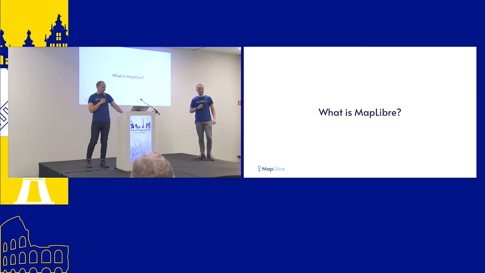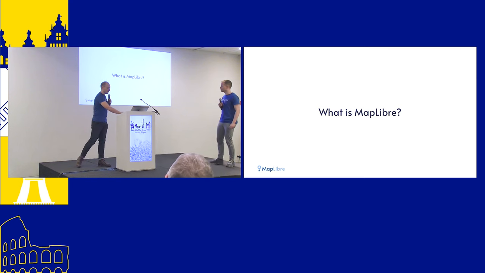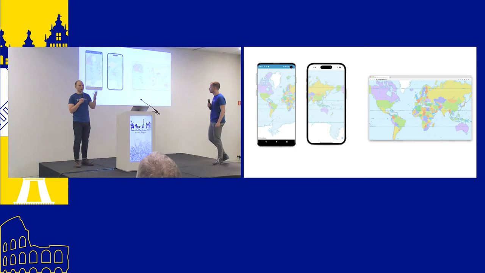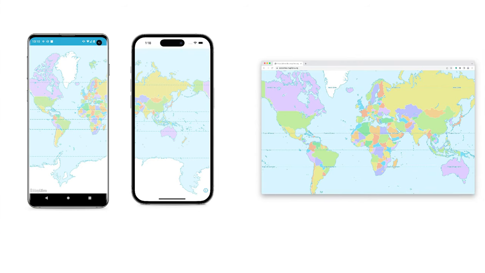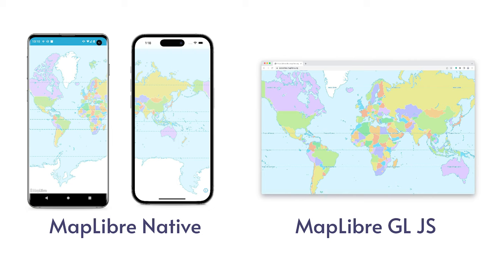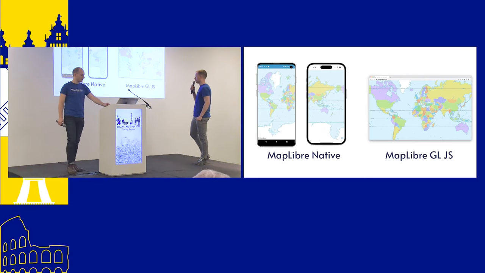So what is MapLibre? On the one hand, it's kind of an idea. And on the other hand, it's a very practical tool that you can use to create maps on a lot of different platforms. There's an SDK for native platforms, so Android, iOS, and a lot of other platforms, and also on the web. These are split into two libraries. One is called MapLibre GL JS, and that's the one you would pick when you make an application that runs in the browser. And when you want to make a mobile application on iOS or Android, MapLibre Native is the one to pick.